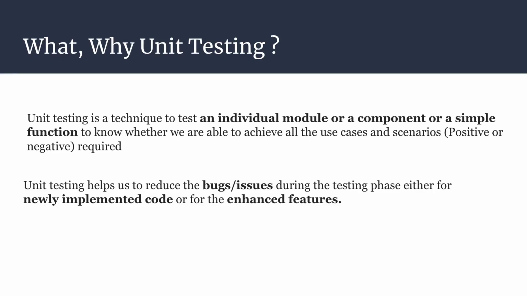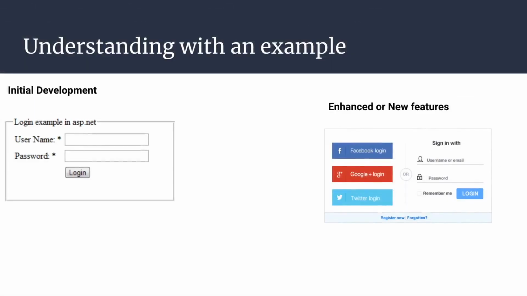So let's try to understand this statement by using an example. For example, today we have to develop an initial feature, which is a login page with username, password and a login button, where the use case is that the login button should be in a disabled state until we enter a valid username and password. But after a few days we get a new enhanced feature: developing Facebook login, Google login and Twitter login on the existing page.